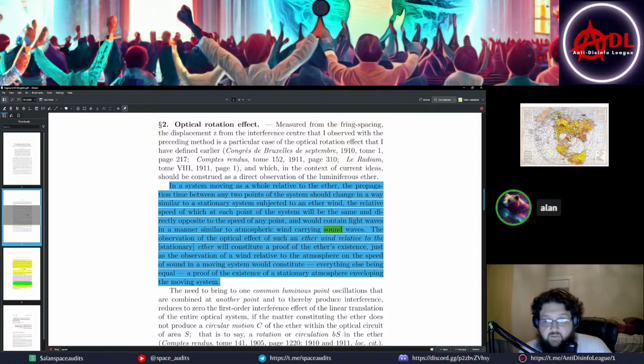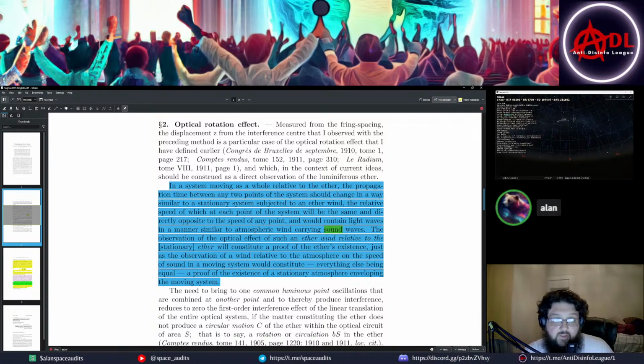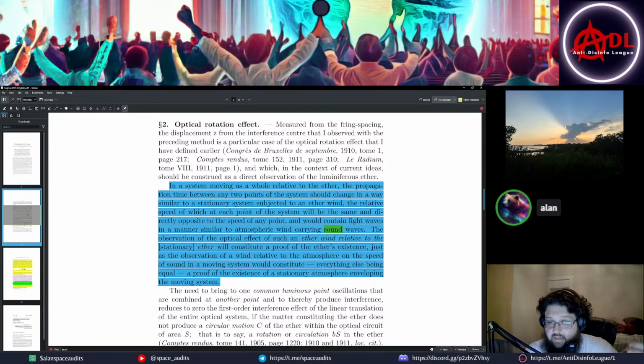So the way that he describes the analogy here, I'll read it off. In a moving system as a whole, relative to the ether, the propagation time between any two points in the system should change in a way similar to a stationary system subjected to an ether wind. The relative speed at any point of the system will be the same as directly opposite to the speed of any point, and would carry light waves in a manner similar to atmospheric wind carrying sound waves. So it's getting that propagation speed boost, and it's catching a delay, right? So going upstream and downstream kind of way, because it's all flowing in one direction, right? East to west.